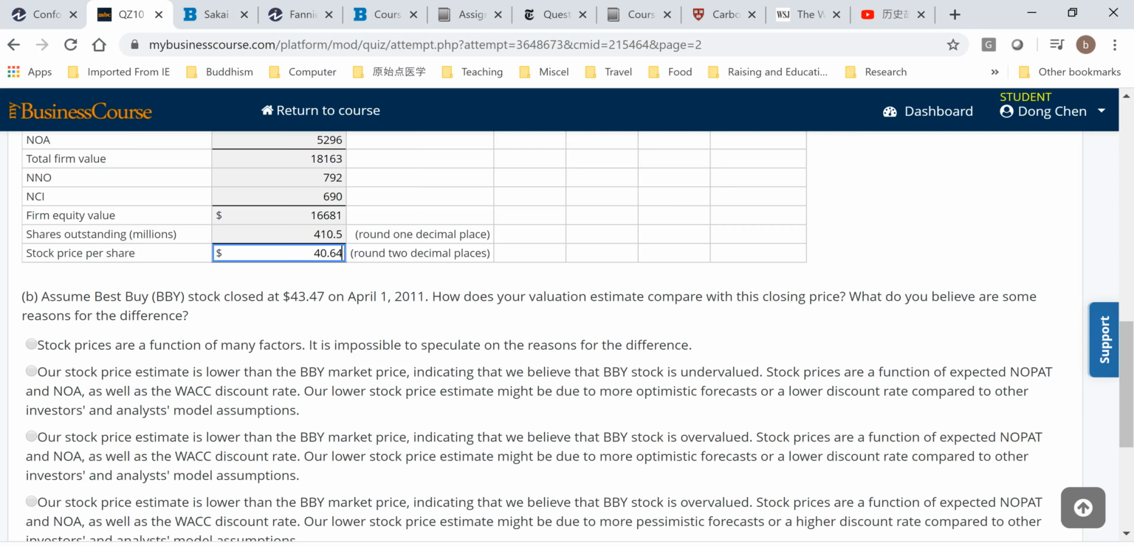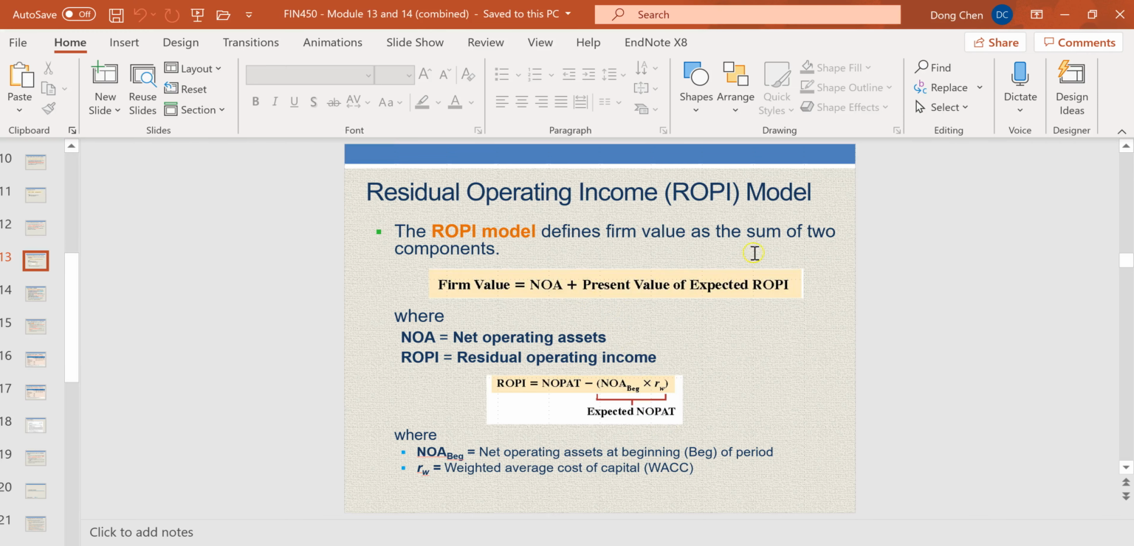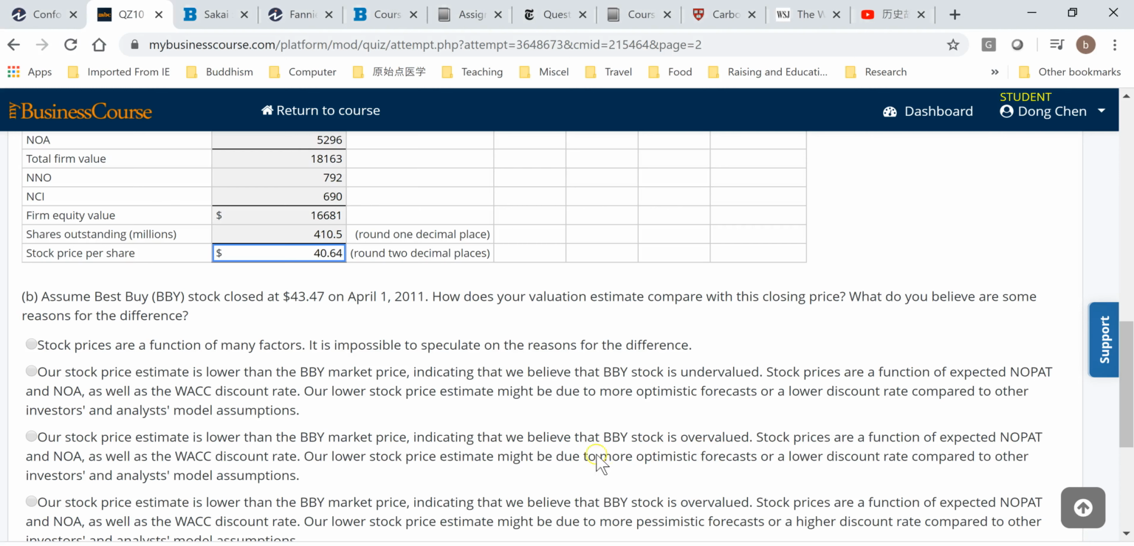And this is actually correct because if you check the ROPI model, you see that firm value, hence the equity value, depends on NOA and the present value of expected ROPI. And the ROPI depends on NOPAT and NOA and WACC, right? And present value also depends on WACC. Hence, ultimately, the firm value depends on NOPAT, NOA, and WACC. So far, this is correct. And let's continue to read. Our lower stock price estimate might be due to more optimistic forecast or lower discount rate.